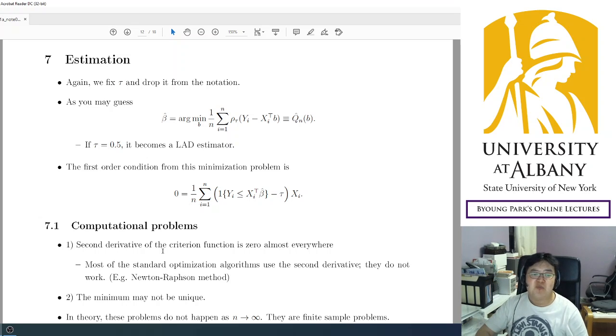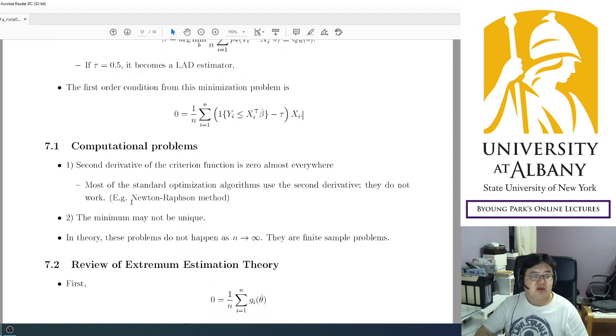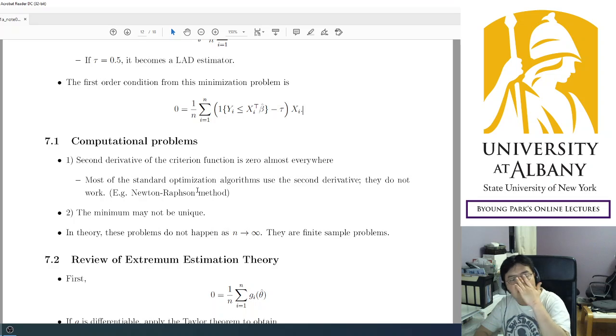Many optimization problems, numerical algorithms, need the second order derivative. However, here it doesn't work because the second order derivative is 0. And another problem here is because it is flat, it may be flat at some points. That means the solution may be any point on the flat area. So the minimum may not be unique.